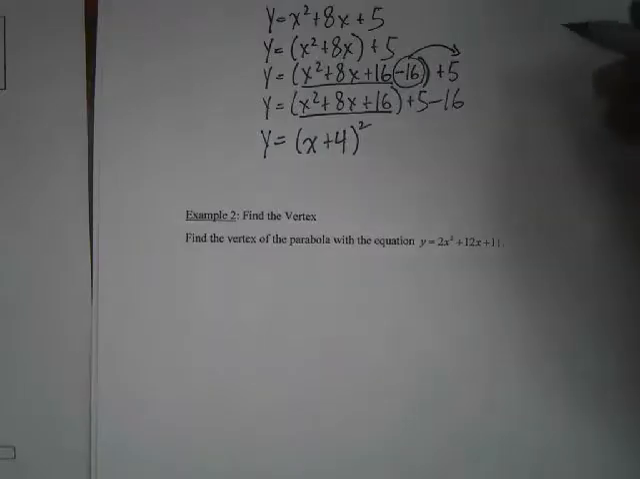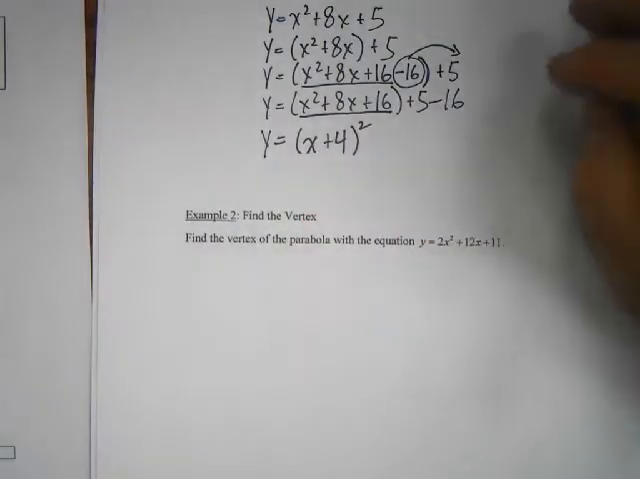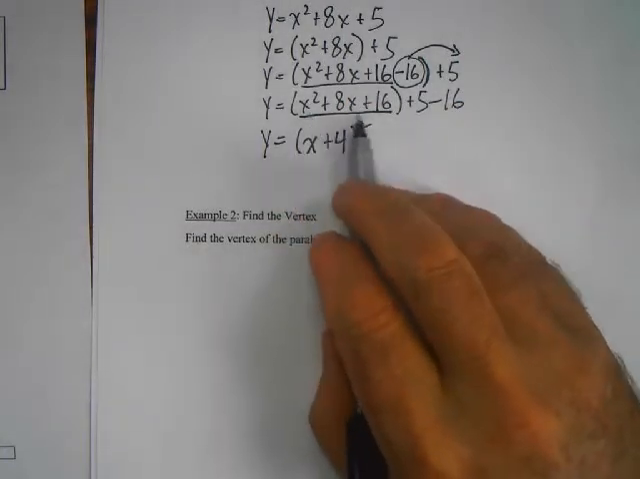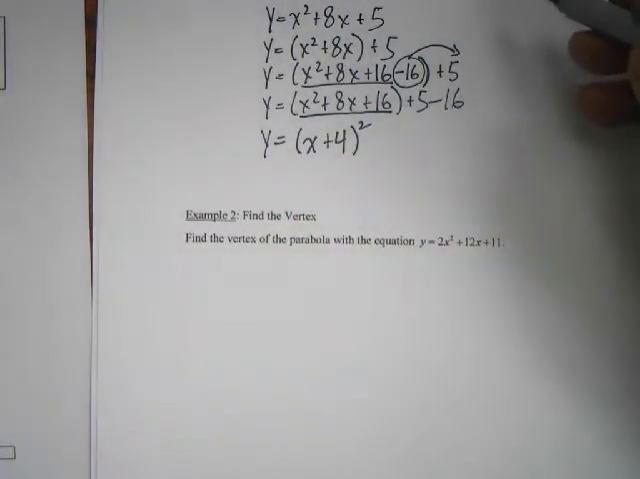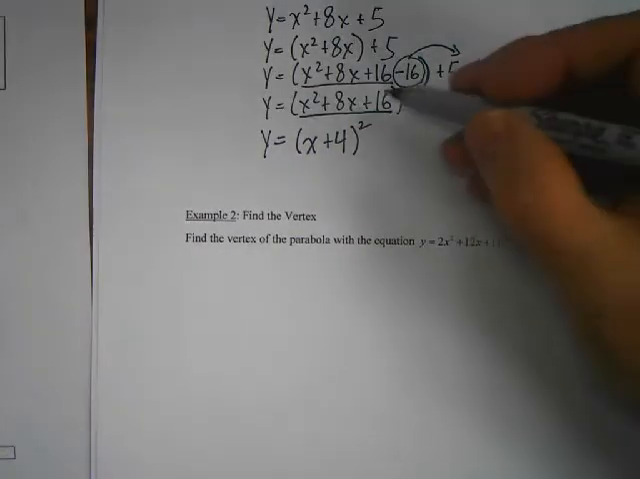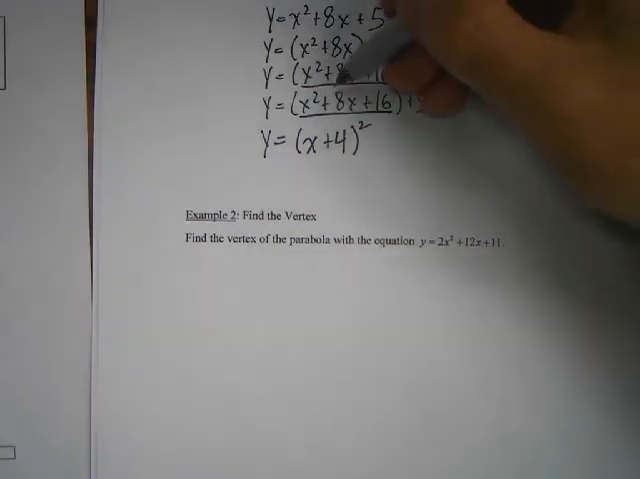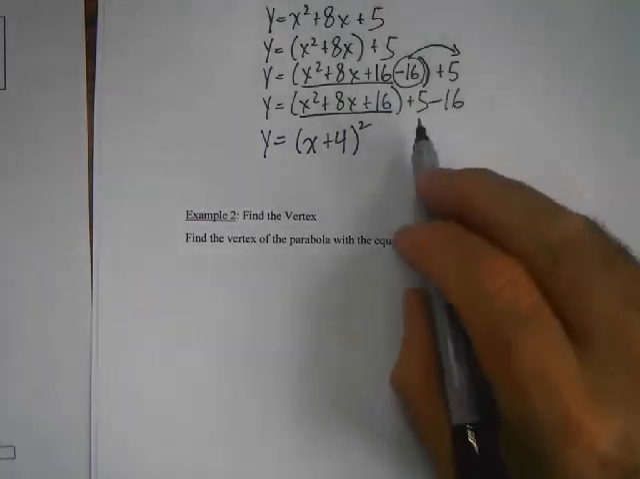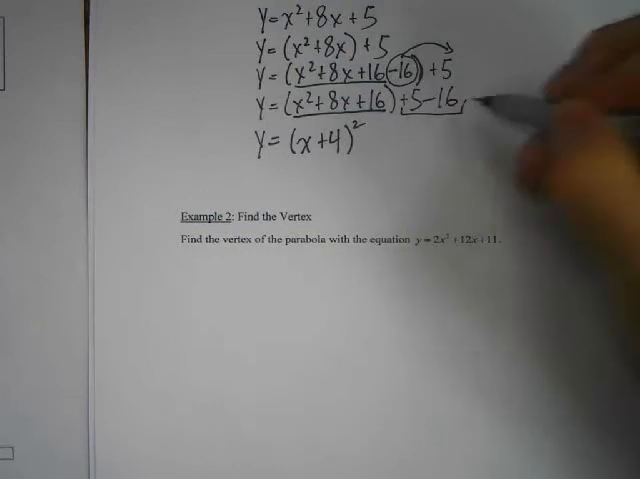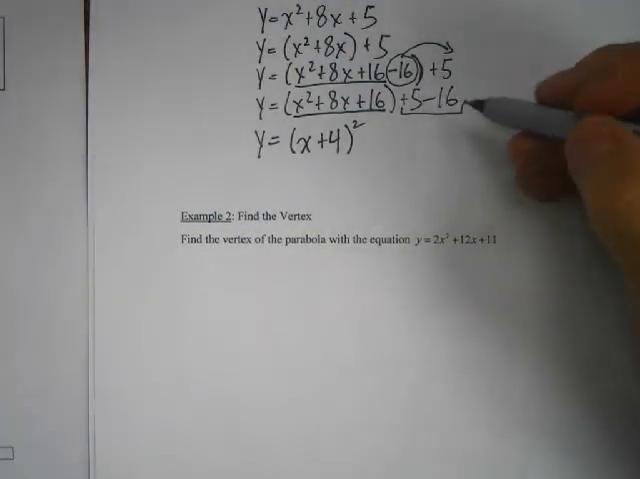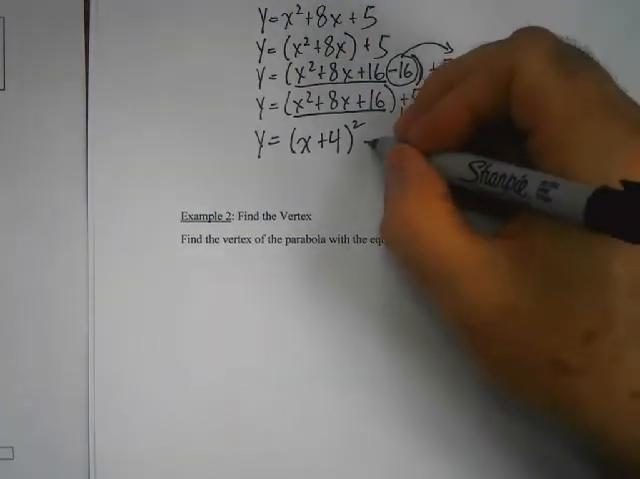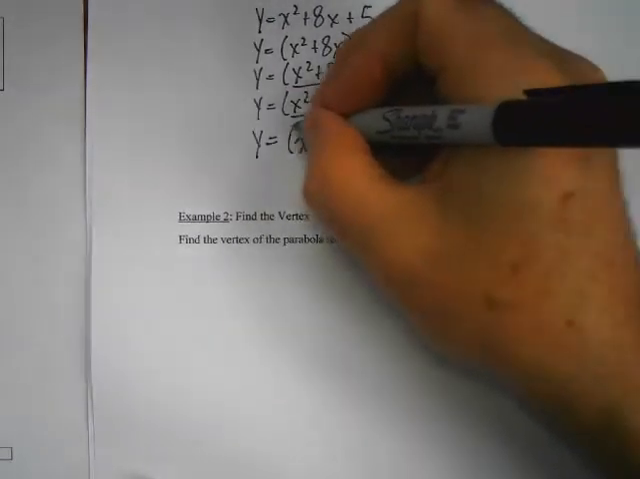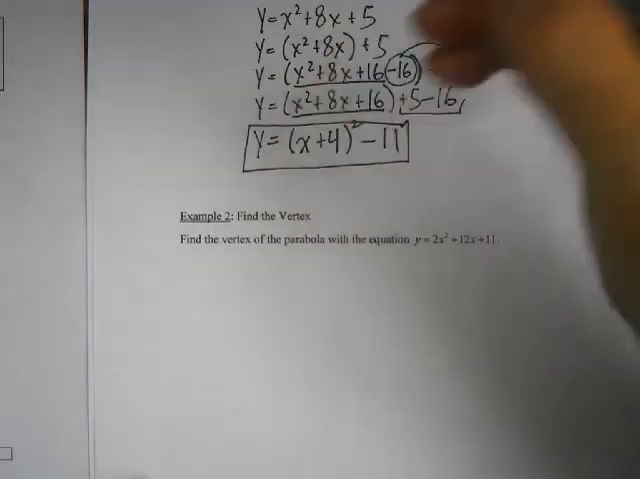If you actually expanded this separately, you'll see that x plus 4 all squared is equal to x squared plus 8x plus 16. So we're just changing it from a perfect square trinomial to a binomial squared. The only other thing we have to do now is combine these two constants. So 5 minus 16 is minus 11. And we're done. This is now in vertex form.